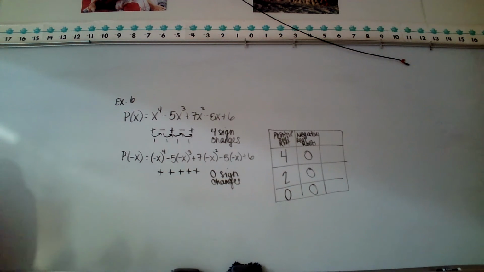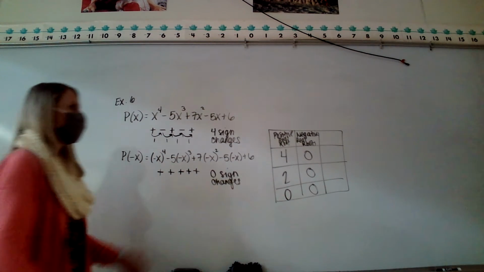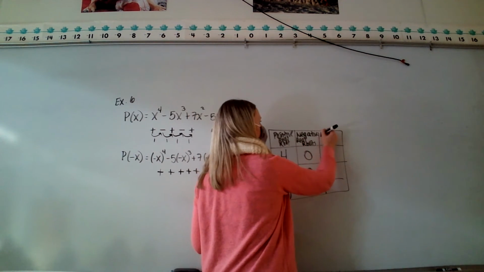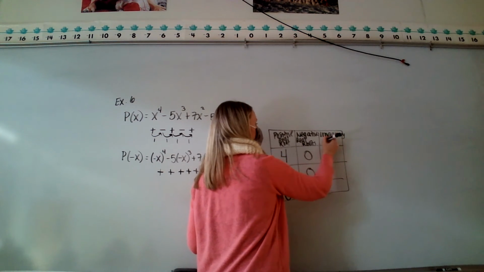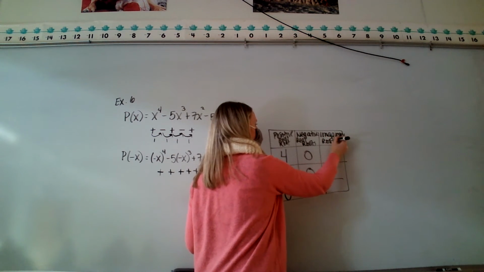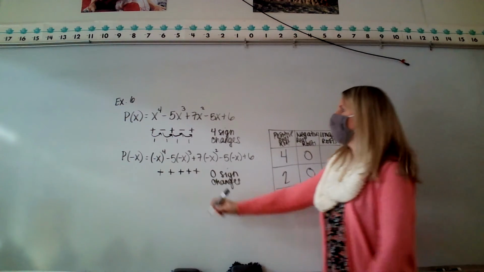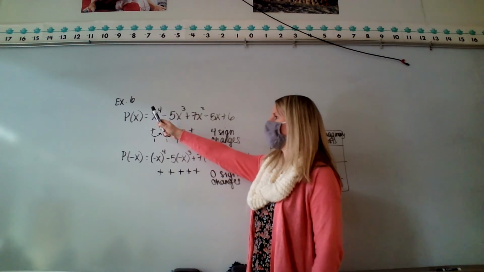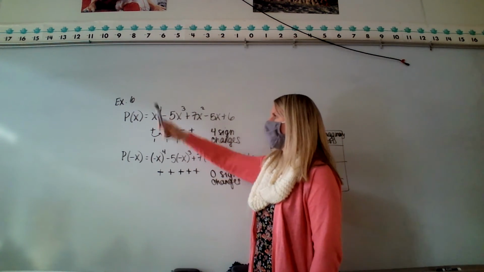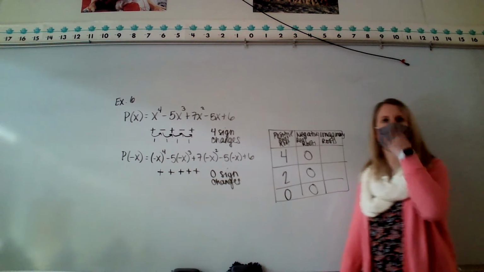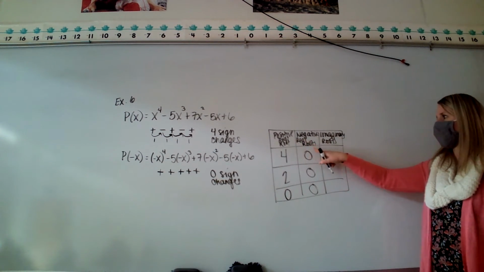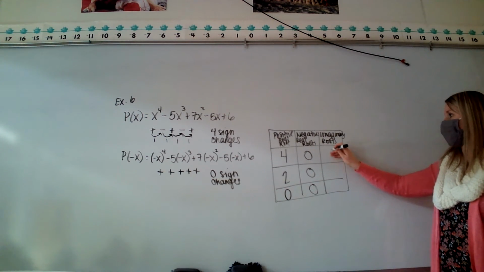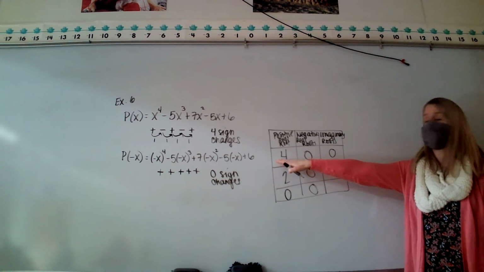And then the last column asks how many imaginary roots are there. You don't do that with Descartes' rule of signs. That's just kind of thinking. This is a quartic, aka 4th degree. That means there's 4 roots. So if I have 4 positive roots, that means there's no negative roots and there's also no imaginary roots, right? Because the 4 roots are taken care of there.